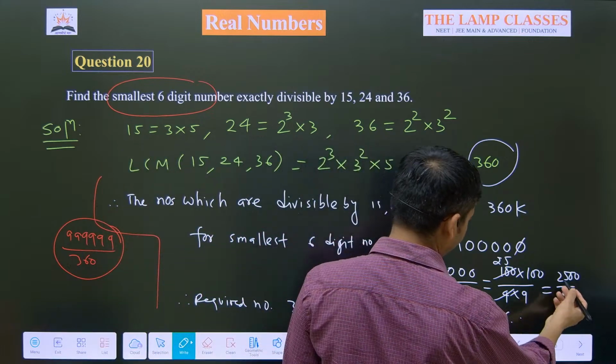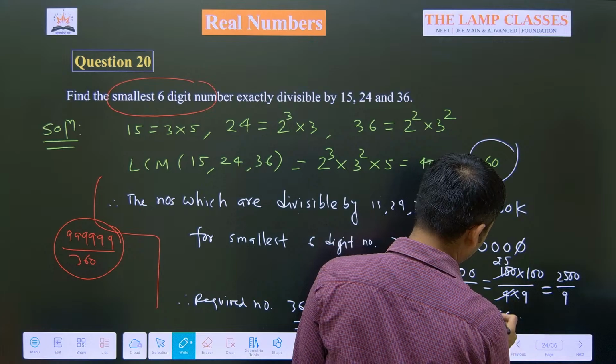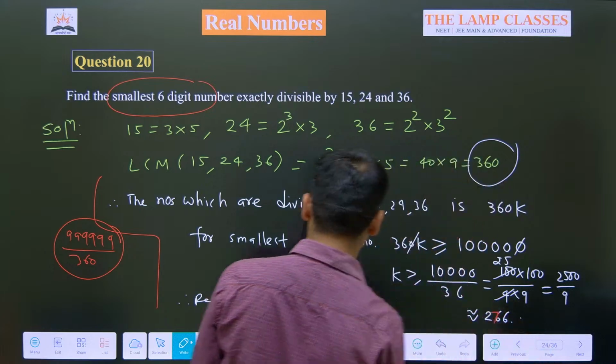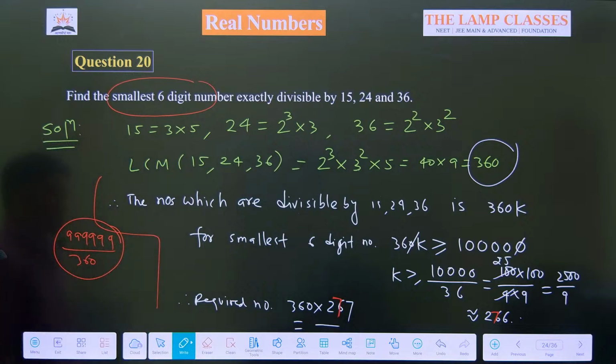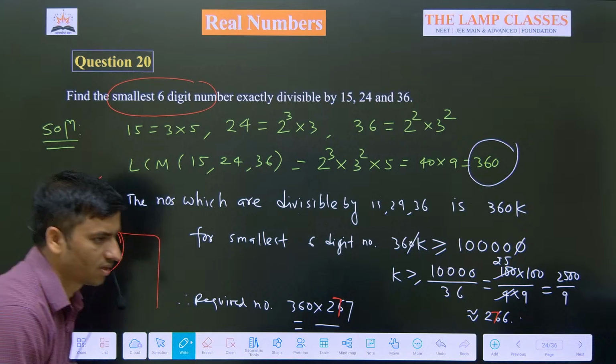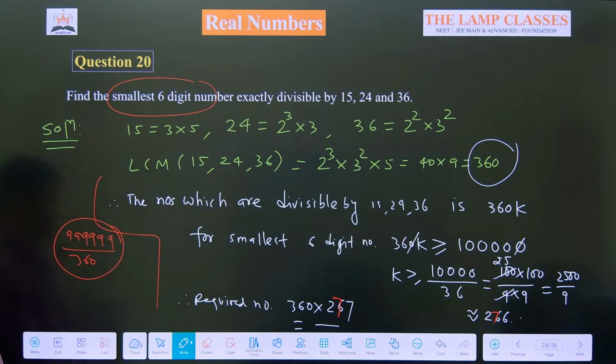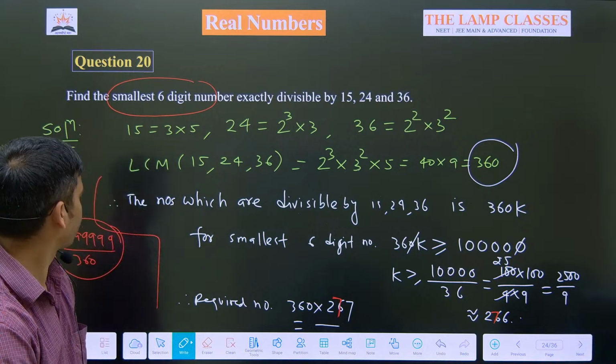Check the calculation. Yeah, it is 7,276 point something. You're right, beta, Tanvika. Correct. So 360 into 277, you can multiply. Yeah, I got it right, na?